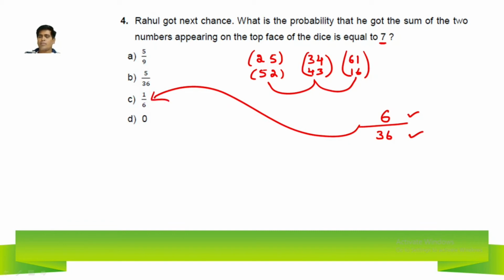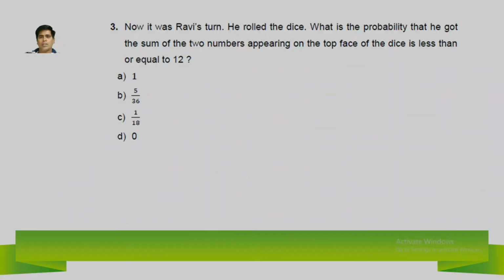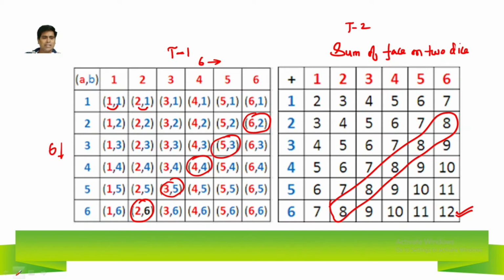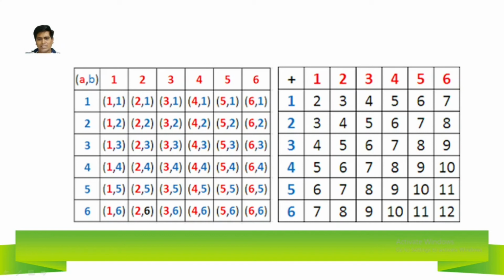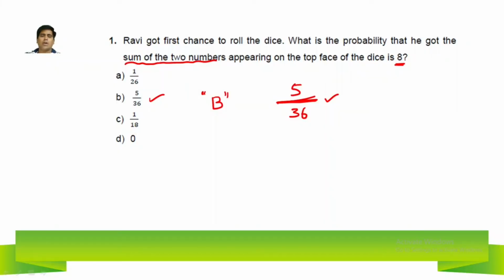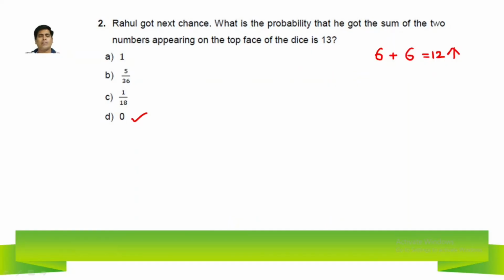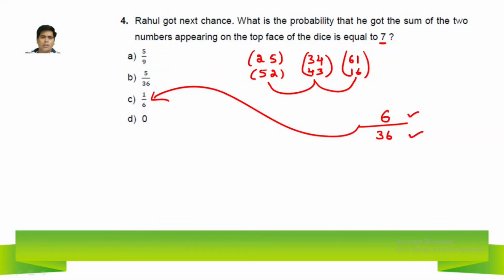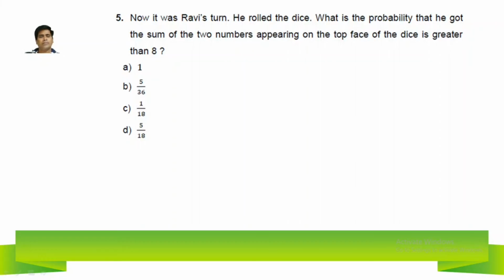So we'll verify from the chart also. So 7, how many times are you getting it? Look at 7, how many ways do you get it? 1, 2, 3, 4, 5, 6. So 6 by 36, that is 1 by 6. So whatever we have done and whatever we have verified from the chart, it's the same. So the last question of this case study.